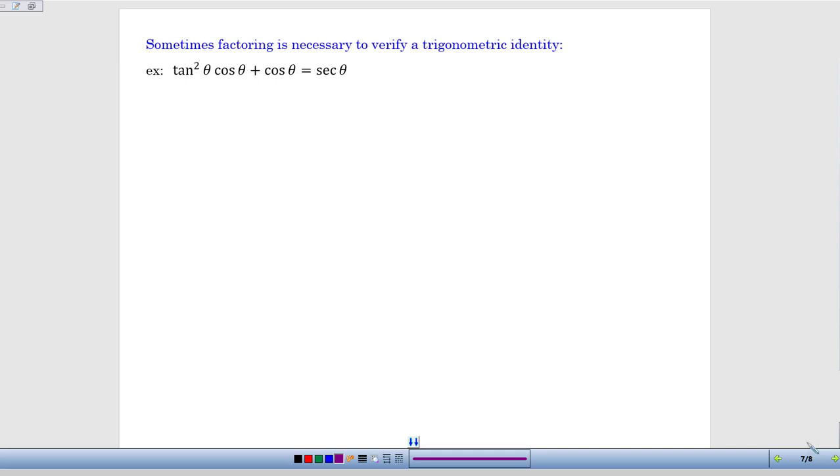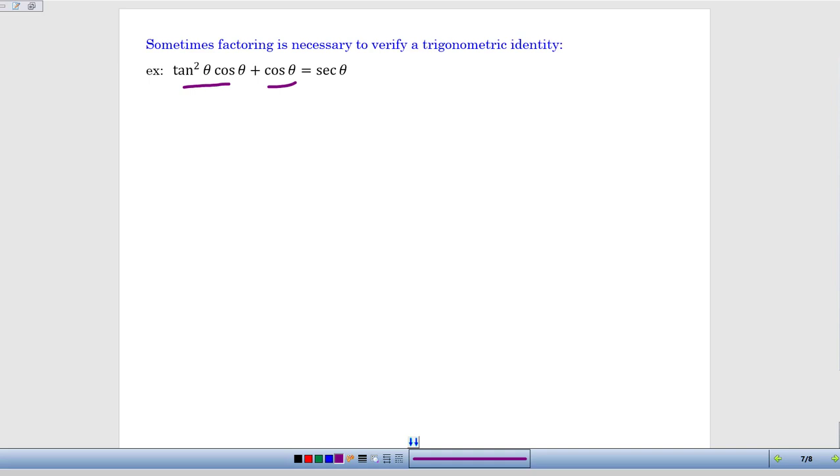Our last two examples are going to require more than just using either the reciprocal or quotient identities for some direct substitution, or even the Pythagorean identities to increase or decrease the number of terms in the expression. But on this first one, we're going to have to factor. So we can see on the left-hand side, we've got tangent squared times cosine, plus cosine. And so those two parts of the expression both have a cosine in them.